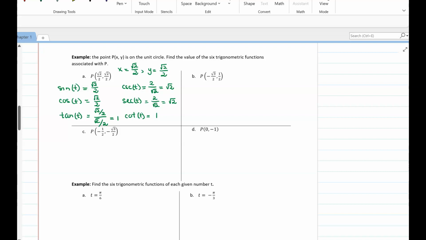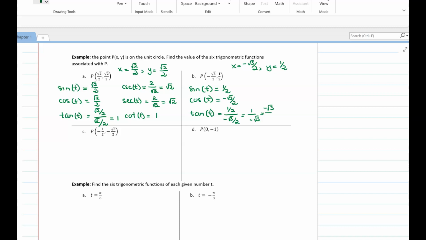In the next one, we have x equal to negative root 3 over 2, y equal 1/2. So sine of t equal 1/2, cosine of t equal negative root 3 over 2. Tangent of t is equal to 1/2 divided by negative root 3 over 2. That is 1 over negative root 3. Rationalize the denominator, so we get negative root 3 over 3.